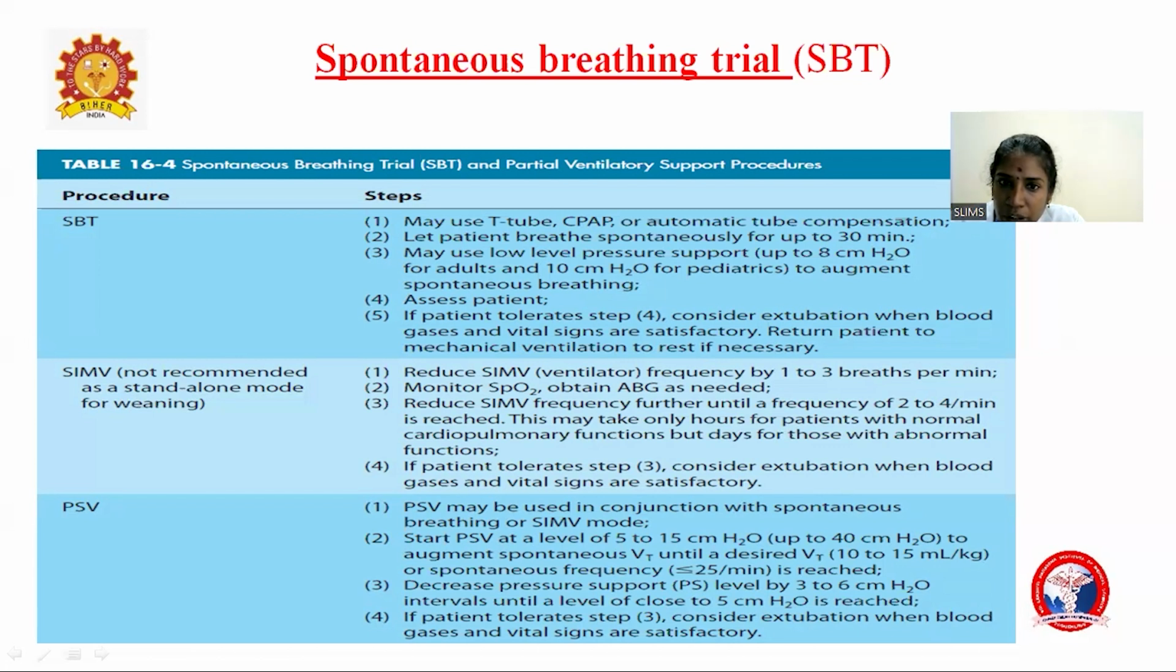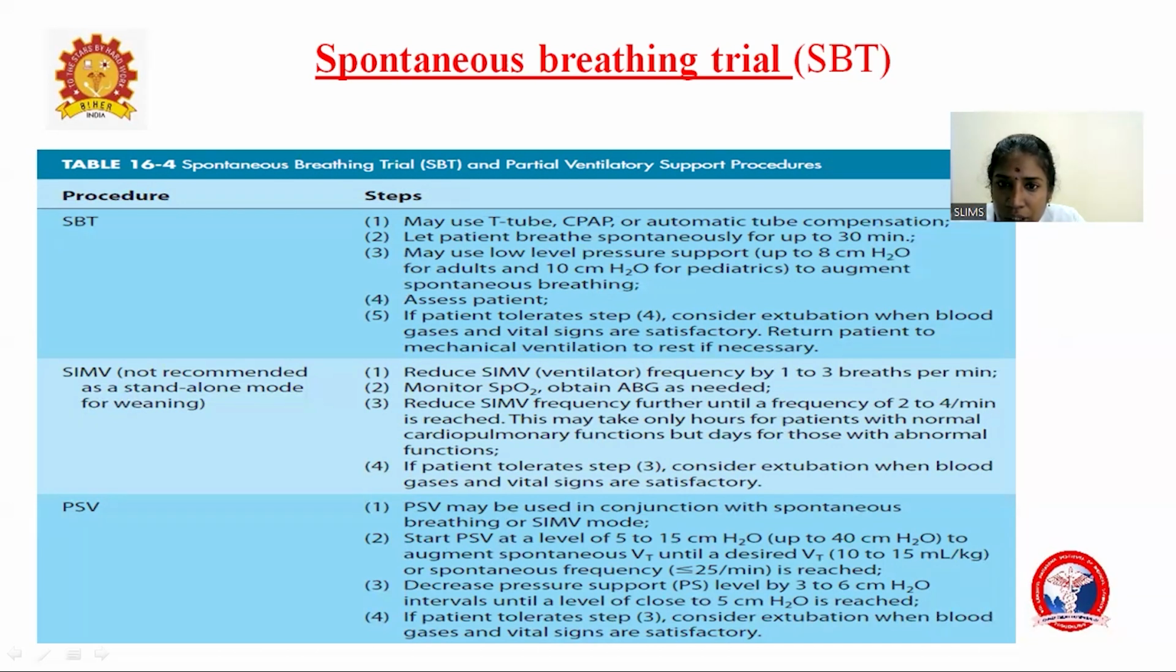Then return the patient to the mechanical ventilation. Return the patient to mechanical ventilation to rest if necessary. Then if the patient is on SIMV, this is not recommended as a standalone mode for weaning. So if you want to extubate, don't extubate at the time of SIMV. You have to move on to the next step.